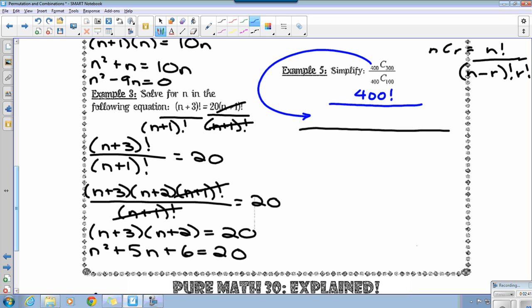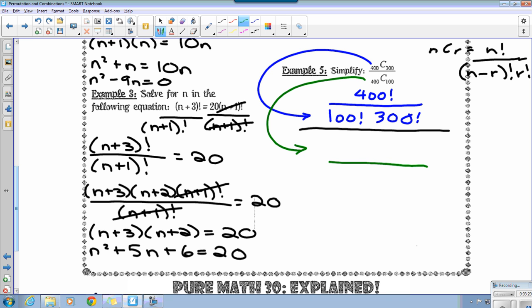n minus r in this case is 400 minus 300. What's that? Pardon? 100. So 100 factorial. And then the second part of the formula is r factorial, so that would be times 300 factorial. Now, these are large numbers, and you wouldn't want to start counting down from 400 to try to get to 300 or 100, but you'll see what flushes out at the end. The next part is putting the bottom part in with the formula, still n factorial over n minus r factorial, r factorial.